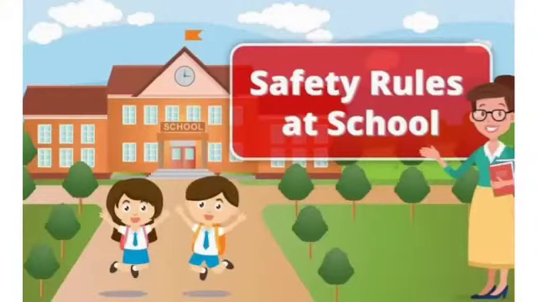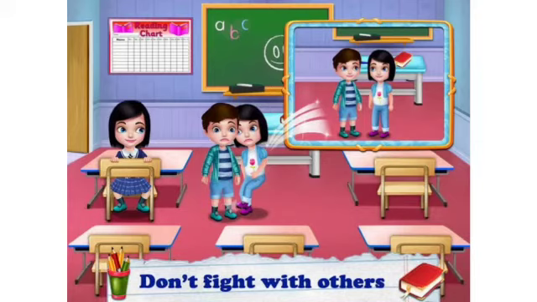Now let us see some more pictures for better understanding. Now, let us see some more pictures related to safety rules at school. Now, what do you see in this picture? Two children are fighting with each other in the classroom.